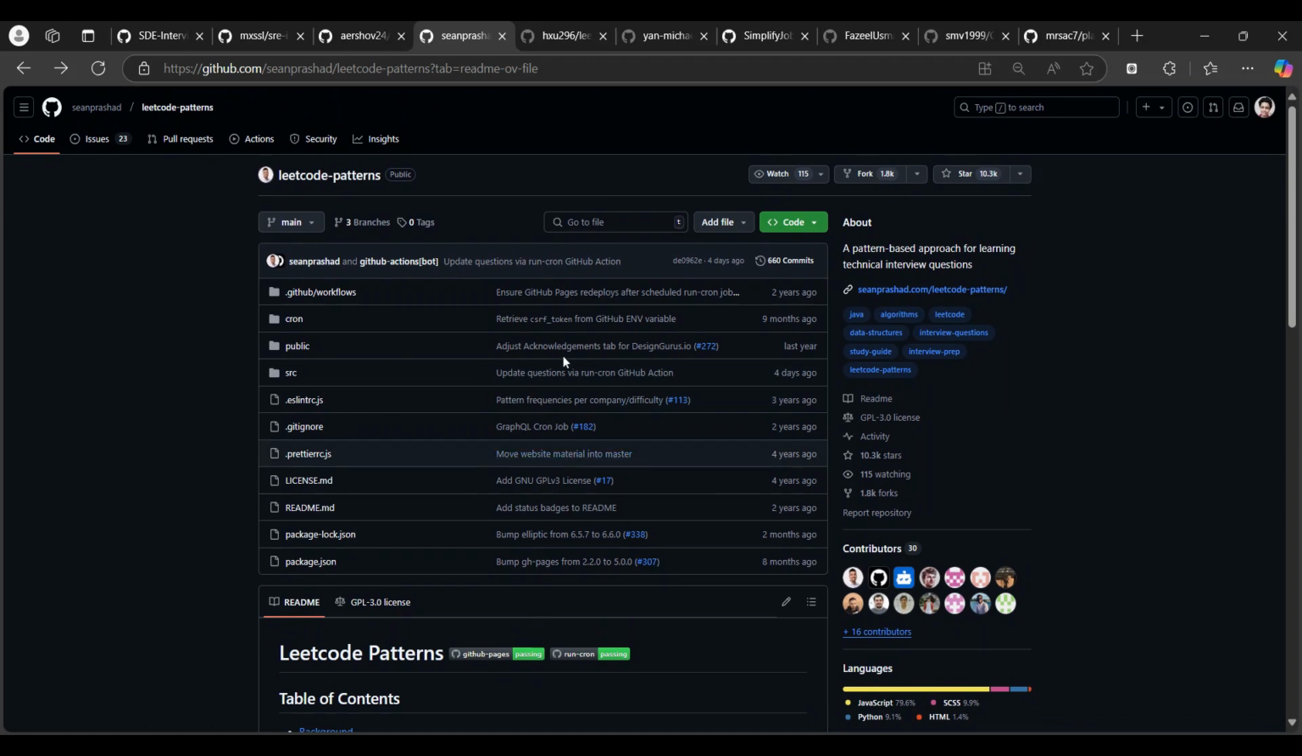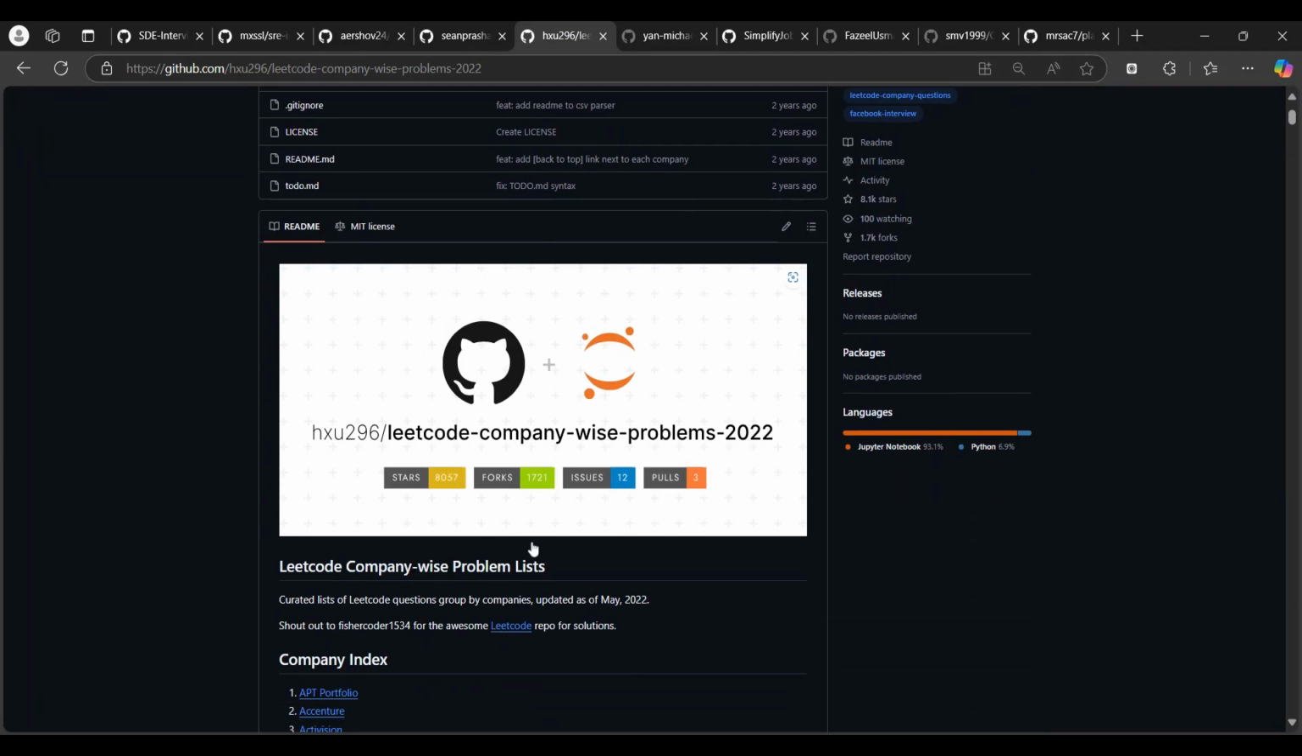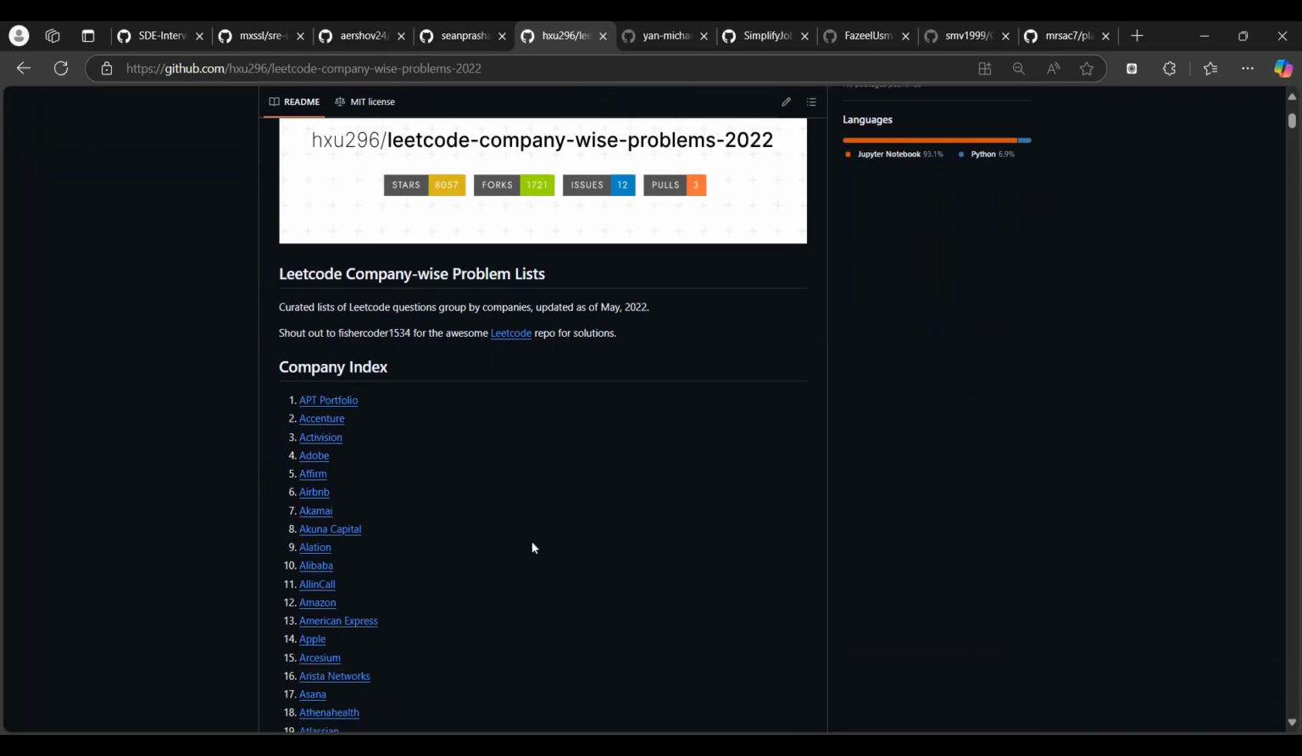Moving forward to the next GitHub repo, it is HXU/296 LeetCode company wise problems. It is a 2022 GitHub repo, but anyways, LeetCode questions are available. LeetCode questions are asked repeatedly in different years also. So you can practice LeetCode specifically for a particular company.